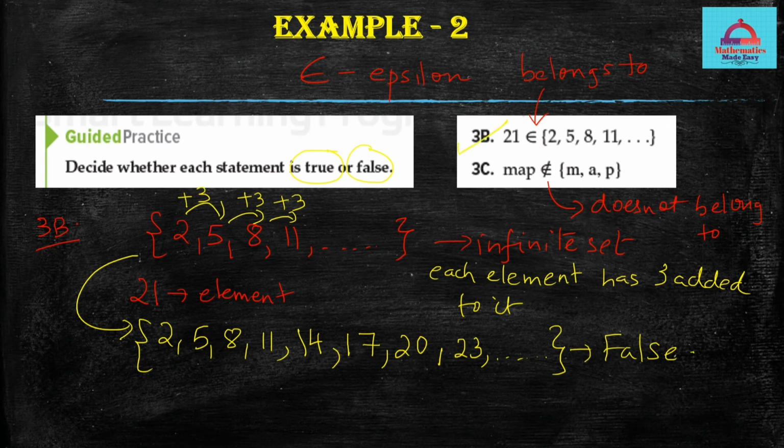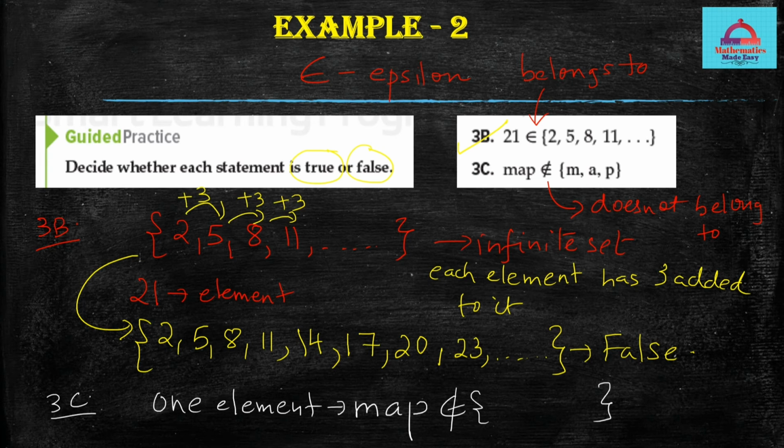Let's look at 3C now. So I'm going to write it here. So for 3C, you need to say that MAP. So this is one element. First, I want you to note that, girls, MAP. So it's not 3 elements, it's just one element, MAP. And the question is saying this does not belong to the set of 3 different elements, M, A and P separate. So you have these 3 elements.